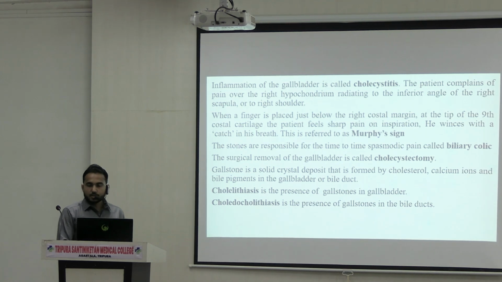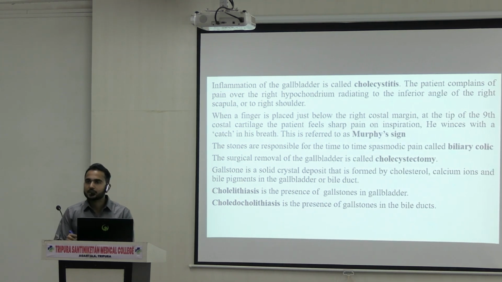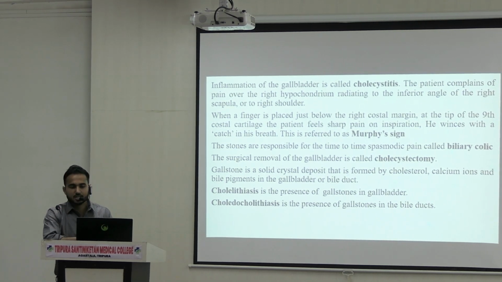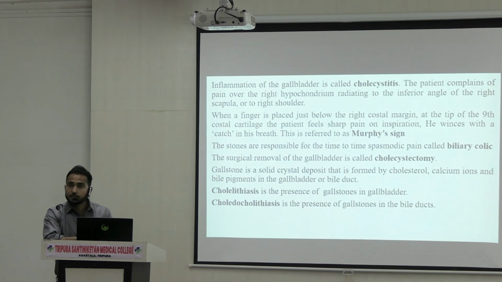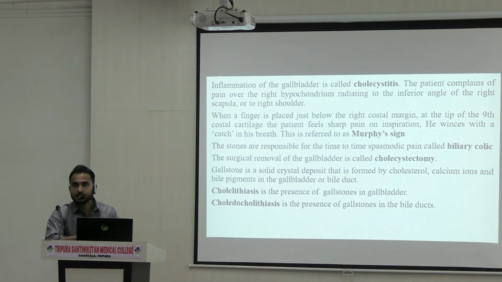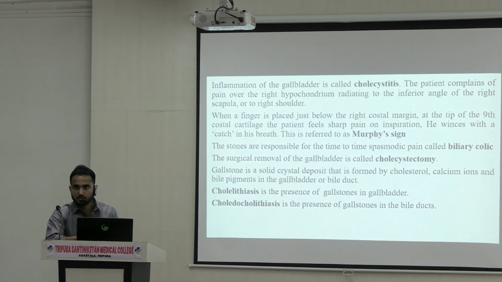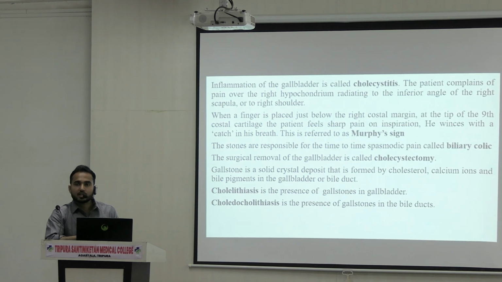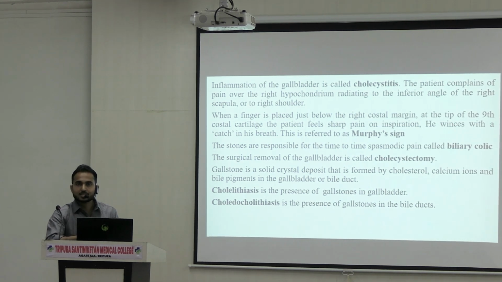Next, there are some other important terminologies related to the extrahepatic biliary system. First of all, inflammation of the gallbladder is called cholecystitis. Already you know that. Now whenever a patient is suffering from cholecystitis, what will happen? The patient will complain of pain, and that also in which area? In the right hypochondriac region, and it will radiate towards the inferior angle of the right scapula. This is the direction in which the pain will radiate.